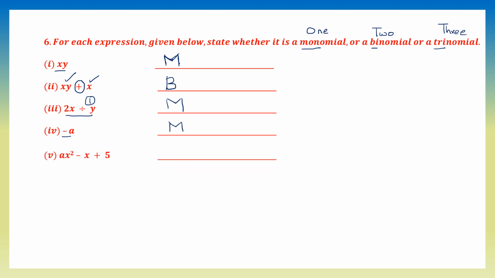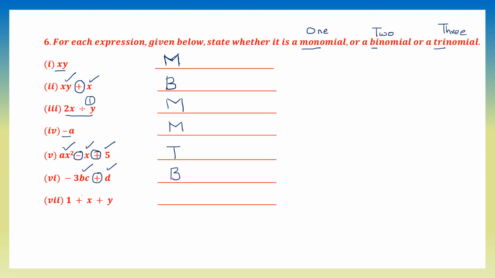Now here ax squared minus x plus 5. So there are two signs, minus and plus. It separated all the terms. So 1, 2, 3. There are three terms. It's a trinomial. Here we have minus 3bc plus d. So we have a plus sign here, an addition operation. So it has separated these two terms into two separate terms. So that is a binomial.